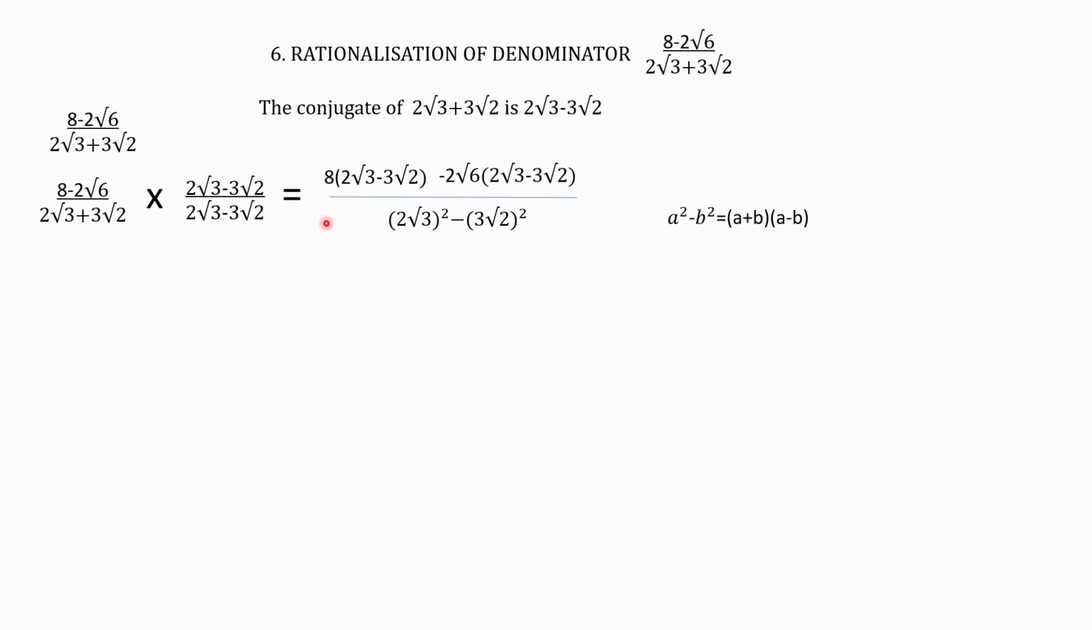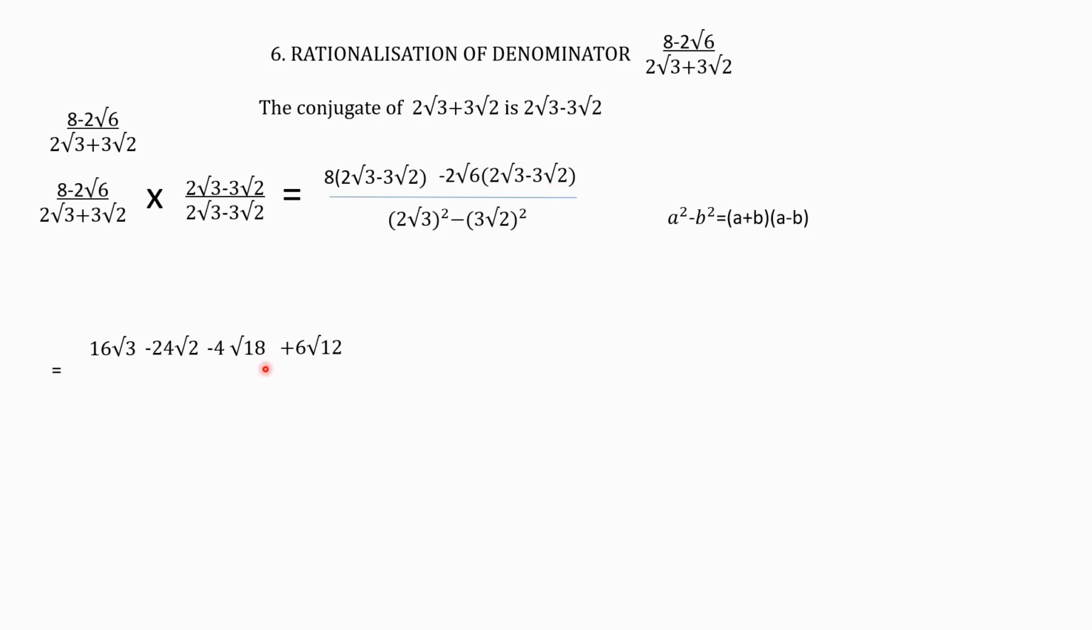Next step. Let's open up the bracket. We have 8 into 2 root 3, we have 16 root 3. Again, 8 into minus 3 root 2, we have minus 24 root 2. This time multiply minus 2 root 6 into 2 root 3, we have minus 4 root 18, and again minus 2 root 6 into minus 3 root 2, we have plus 6 root 12.